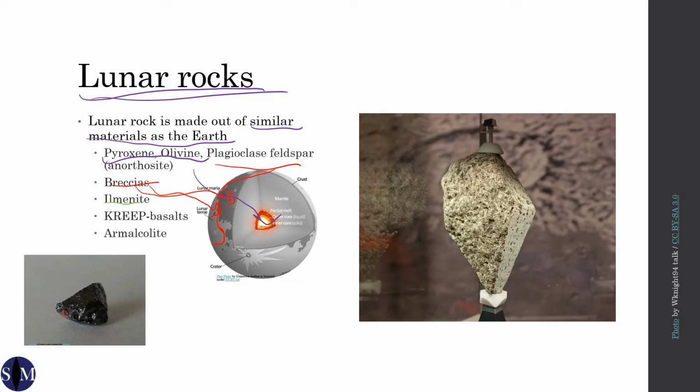Ilmenite is common in mare basalts. KREEP basalts are also found in the lunar maria. Armalcolite is actually a mineral that we don't naturally have here on Earth. It was discovered by and named after the Apollo 11 astronauts: Armstrong, Aldrin, and Collins.